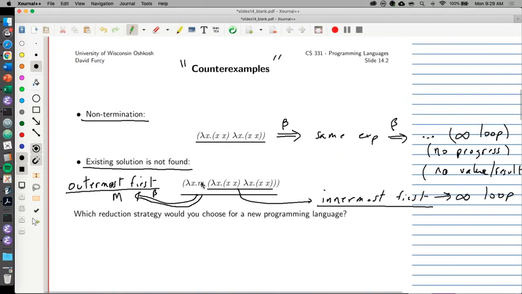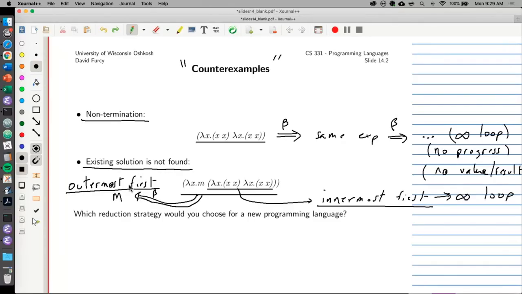Okay, so this is the first segment I wanted to do today on the Church-Rosser theorem. What you need to realize is there are different strategies that we could use. We're going to discuss those two, the innermost first and the outermost first. And what the theorem says is that you should be careful which strategy you choose because some of them may give you an infinite loop, some of them may not.